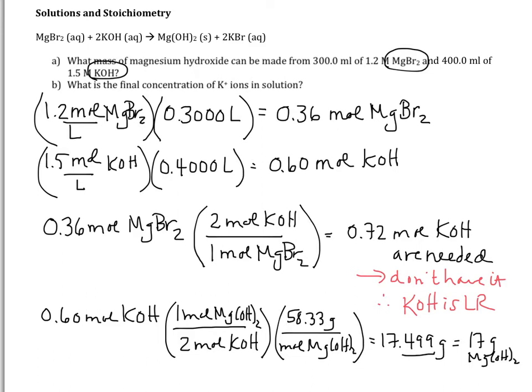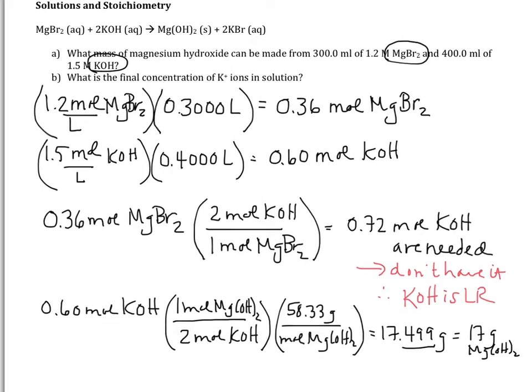So let's make sure that makes sense. What mass of magnesium hydroxide? So we've got a mass, and we built it off of the moles of our limiting reagent, and we figured out our moles of limiting reagent by comparing the moles of each starting reactant, but using the stoichiometric coefficient. So let's look now at part B. What is the final concentration of potassium ions in solution?